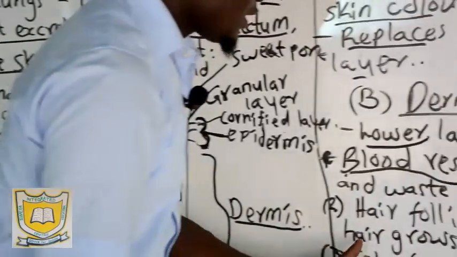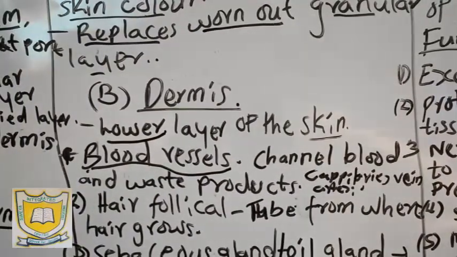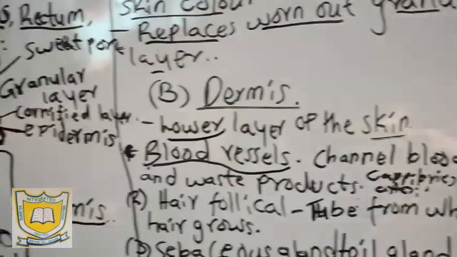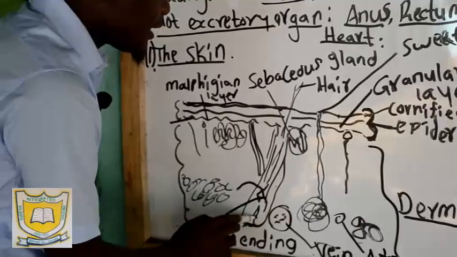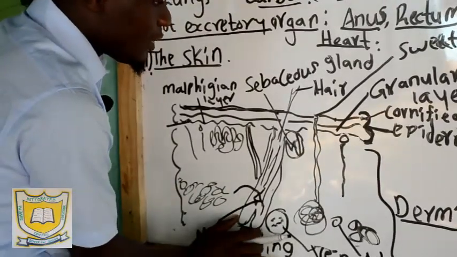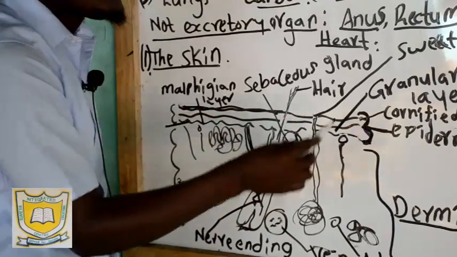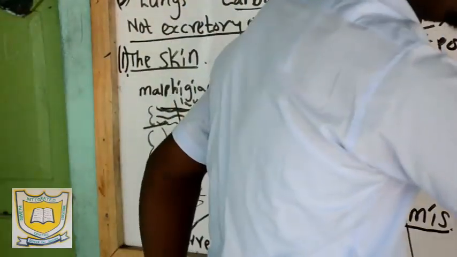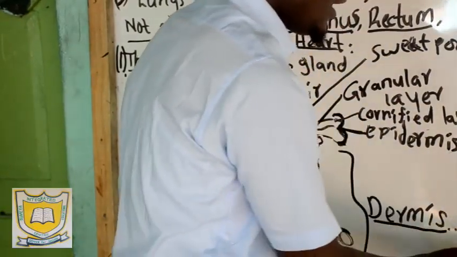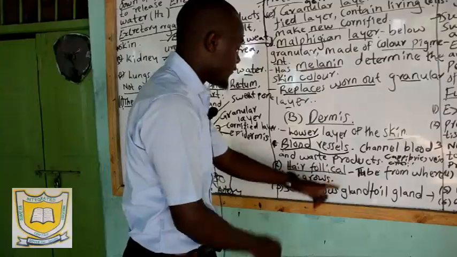Number two, it is made up of the hair follicle. This is the hair. A hair follicle is this tube that comes from within the dermis, and it is where the hair grows from. The hair you see on your skin grows from the hair follicle.